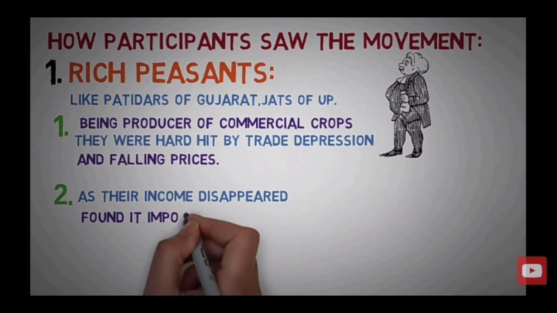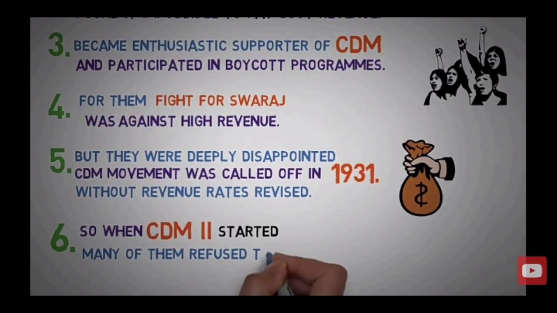And these rich peasants became enthusiastic supporters of the civil disobedience movement, and they organized communities and also at times forced elected members to participate in the boycott programs. For them, the fight for Swaraj was a struggle against high revenue. But they were deeply disappointed when the movement was called off in 1931 without the revenue rates being revised. So when the movement was restarted in 1932, many of them refused to participate.